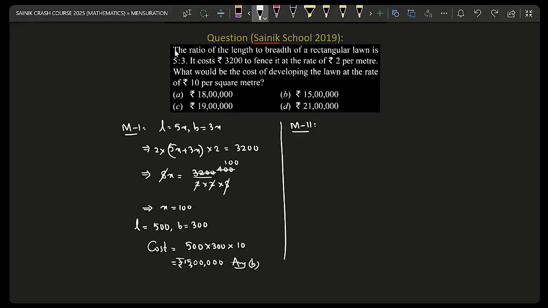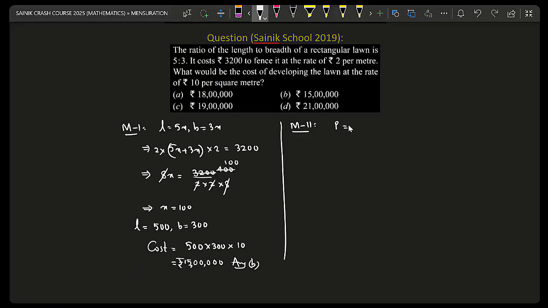Wrong, wrong. Sir, see, this 5 is corresponding to the length and 3 is corresponding to the breadth. You should find the L plus B value, then use the share formula, right? Yes, sir. L plus B is 8x, sir. Wait a minute. First of all, I want to find the perimeter, right? Yes, sir. The total cost is 3,200 rupees at the rate of 2 rupees per meter. Then what should be the perimeter?